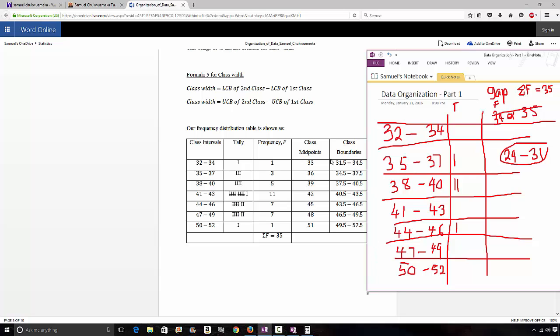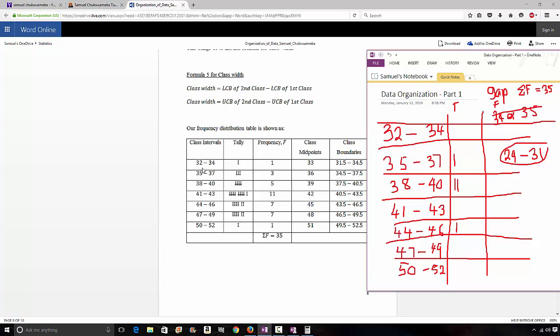Okay, so the easiest thing to do is just write the upper class boundary of the first class, and just write all the upper class boundaries here, and begin to know that there are no gaps. So this will be equal to this, this will be equal to this, and so on, to fill it up.